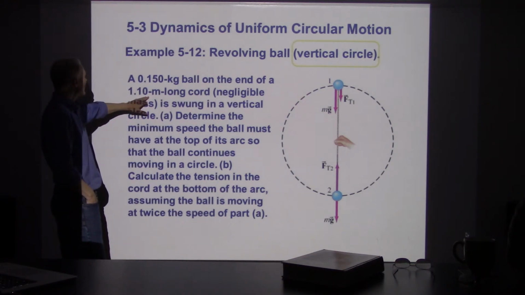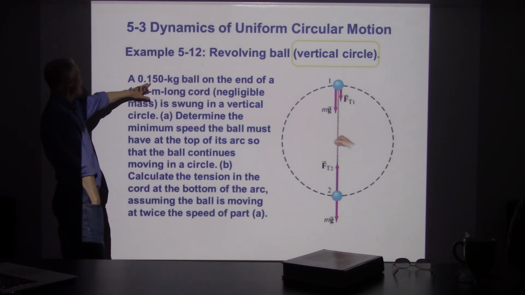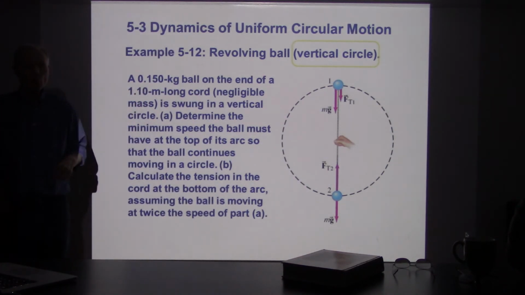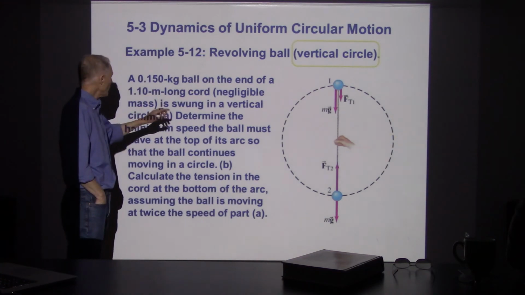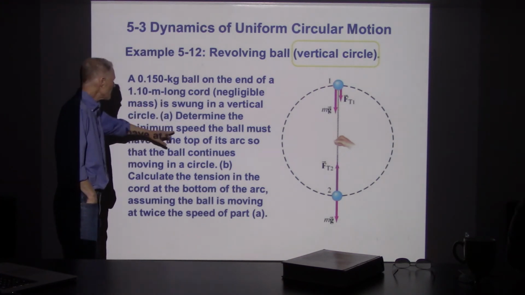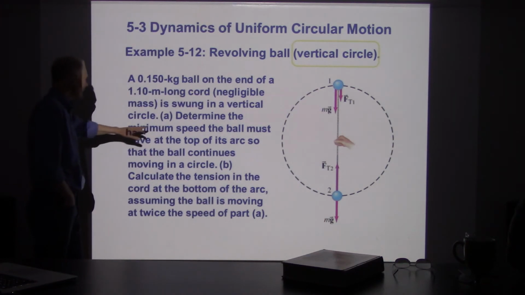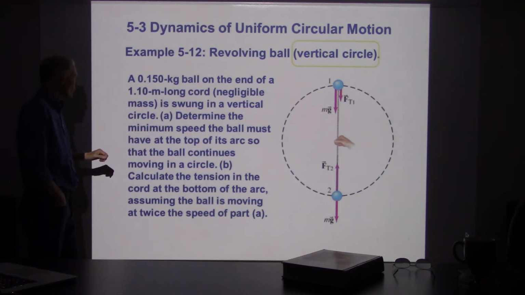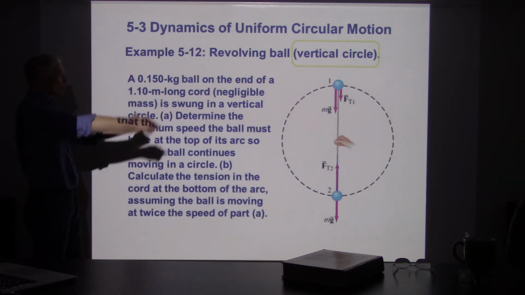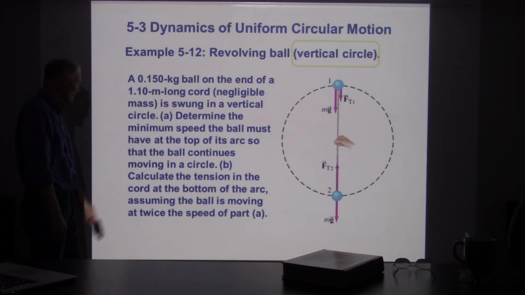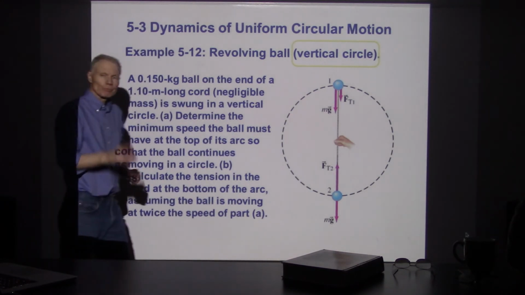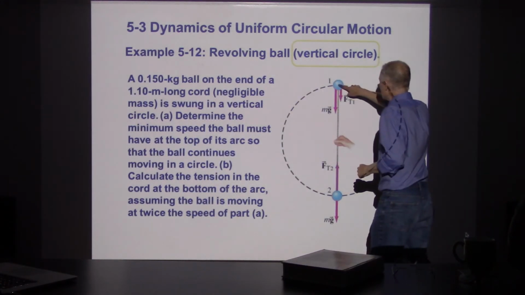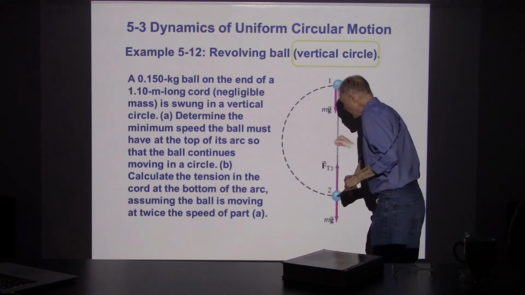So they're saying that the mass is the same as the previous examples, 150 grams, but they've changed the length of the cord. So the cord now is 110 centimeters, and the cord itself has negligible mass, and we're swinging this in a vertical direction. Now it says we want to find the minimum speed at the top for the ball to remain in circular motion. And then part B says, what's the tension at the bottom, assuming it's moving twice as fast. So it is moving at some speed at the top, and it's moving twice as fast at the bottom.